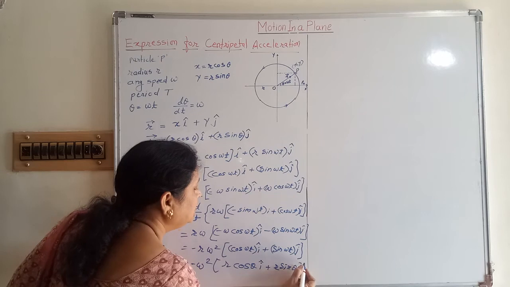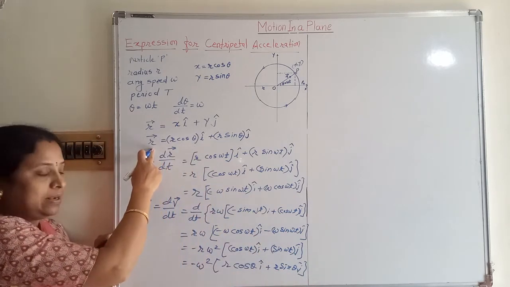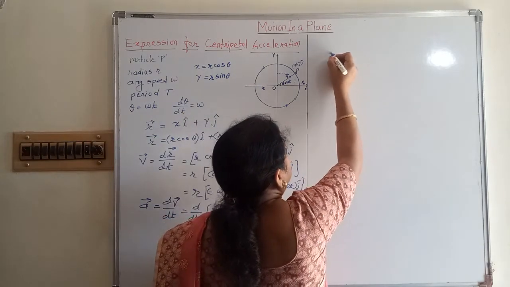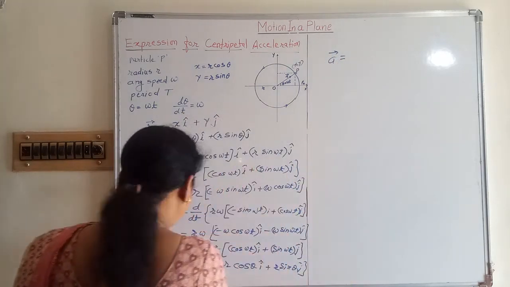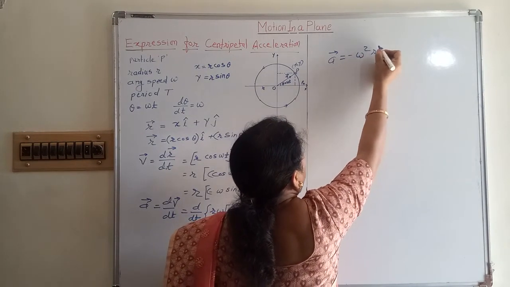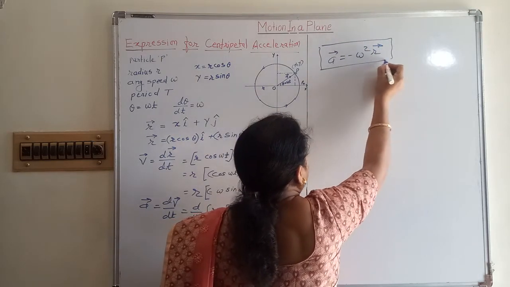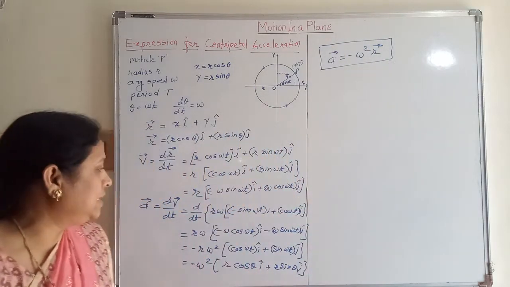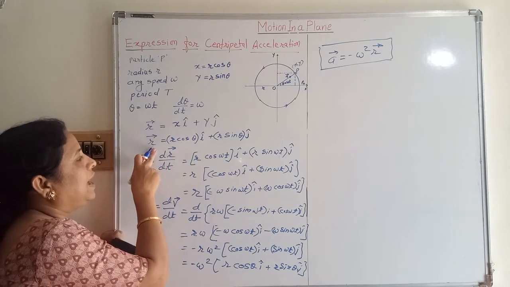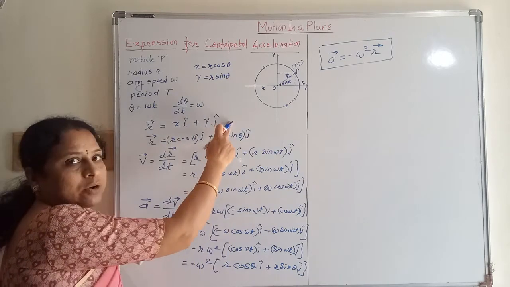I can write it as, now the bracket represents the vector r, so I can put here vector r, and we can write here the centripetal acceleration is equal to minus omega square into vector r. This is the expression for centripetal acceleration. It is very easy, but first we represent the vector r. We write the vector r from the diagram as x into i plus y into j.